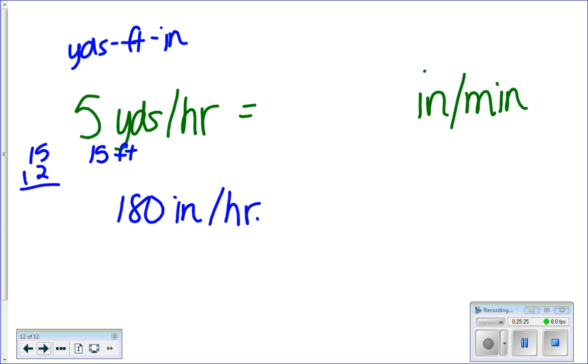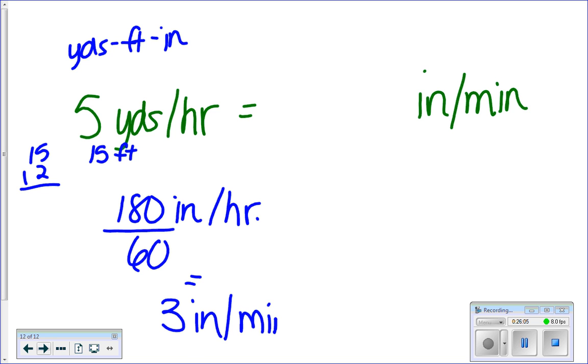We just had to go through some steps. But now, if I want to change this to minutes, if I do this in 1 hour, what am I going to divide this by? Just by 60. Because hours to minutes, how many minutes are in an hour? So then I got to divide by 60. That's right. So this would have been 30 inches. Oh, sorry. 3 inches per minute.